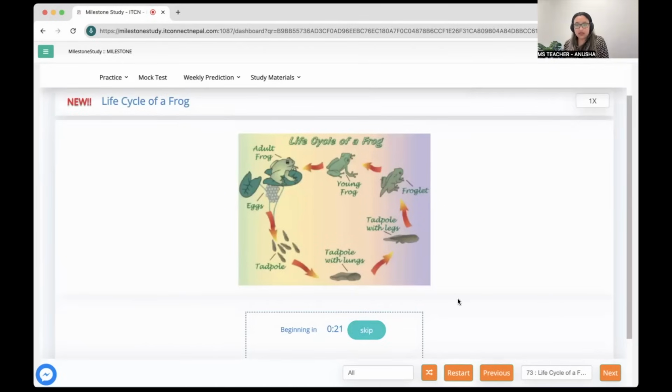Okay, it's about the life cycle of a frog, and the first stage is eggs. Turns from eggs to adult frog. Young frog. Its color is green.